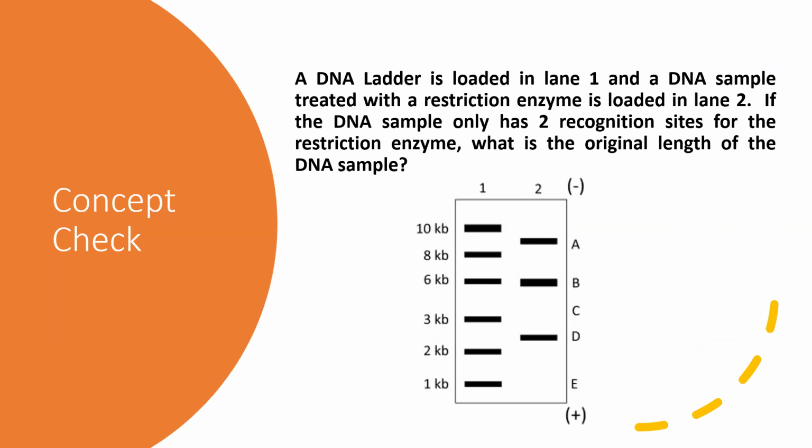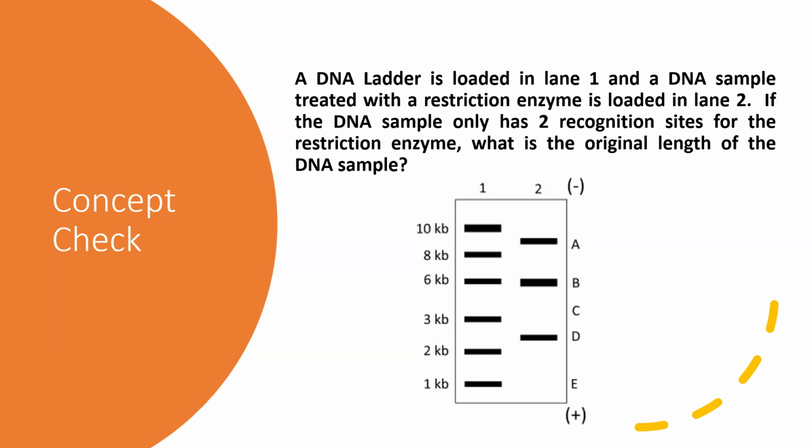So we have a ladder here in lane 1, and then this is our sample, and we see that our sample contains how many DNA fragments? 3, right? So these 3 fragments were created by cutting it with restriction enzyme. We had an original DNA, we cut it twice, which gives me 3 fragments. And the question is asking you, what's the length of the original DNA sample?